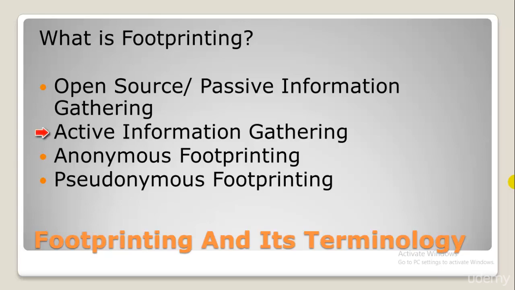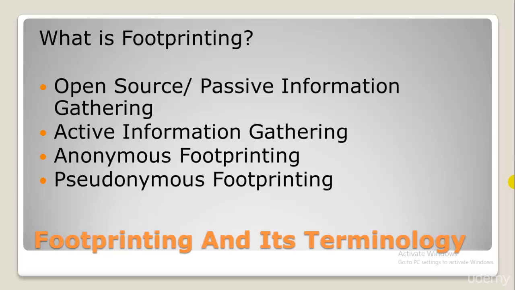After that, we have active information gathering. In this process, attackers mainly focus on the employees of the target organization. They try to extract information from the employees by conducting social engineering through site visits, interviews, questionnaires, or something similar. After that, we have anonymous footprinting. This refers to collecting information from sources anonymously so that your efforts cannot be traced. At this point, people normally use Tor browsers, which are famous for anonymous web browsing.